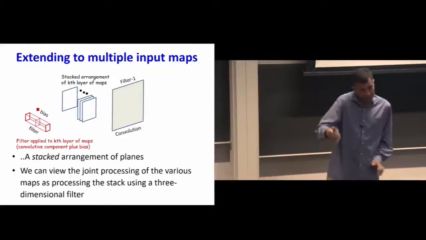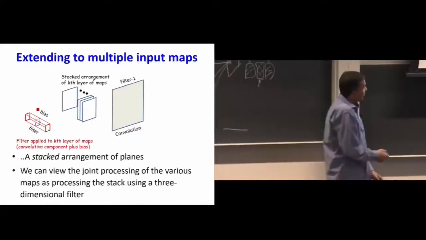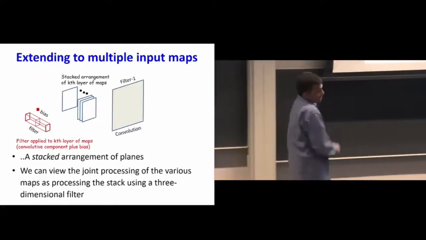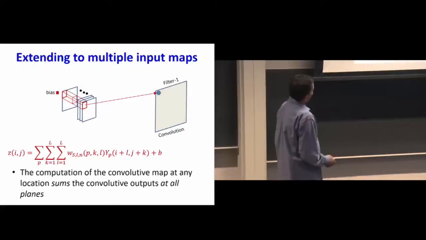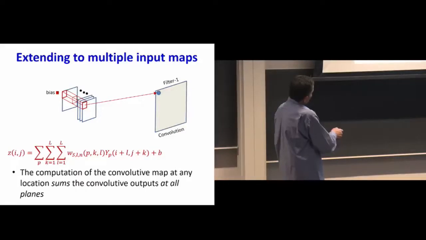So all of these planes arranged one behind the other can be thought of as a cube. And now my filter can be thought of also as a cube. And what I would really be doing is imposing this filter on the stack and performing a component-wise multiplication, adding the lot across all of these layers, and then adding in the bias.